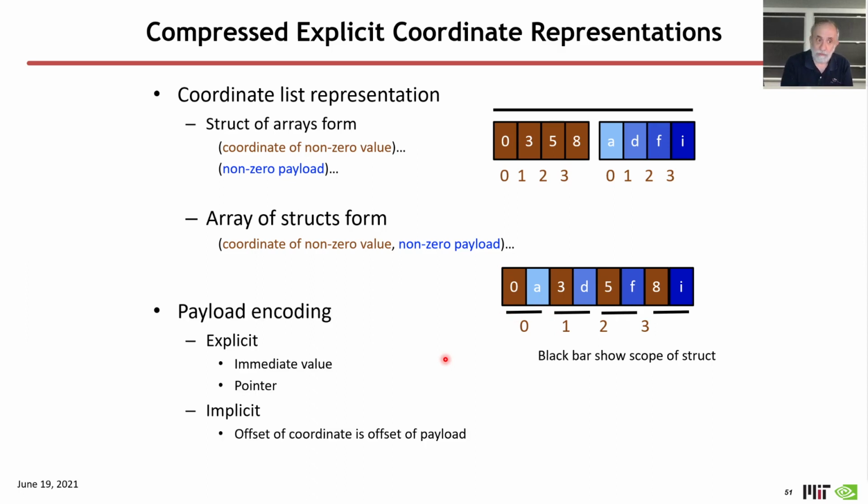I can also play with the payload encoding. I can make it explicit, where there is an immediate value or a pointer, a reference to another value, as the payload. There are also cases where the payload encoding itself can be implicit. If the offset to the coordinate in the array is actually the same as the offset to the payload in some other data structure, then you don't actually need to consume any bits for representing the payload.